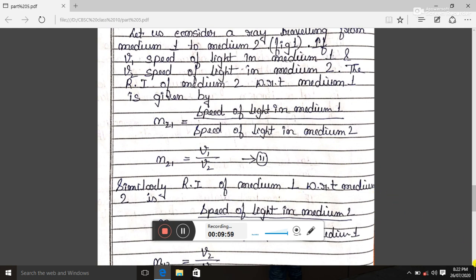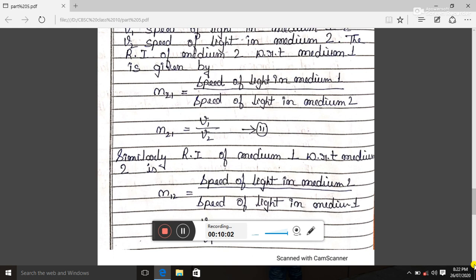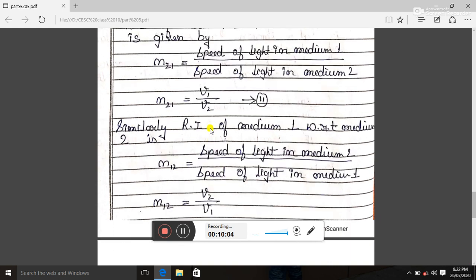Similarly, if we are studying the refractive index of medium 1 with respect to medium 2, that is, light is traveling from medium 2 to medium 1, what will we write? n12, the refractive index of medium 1 with respect to medium 2. Here the expression is the same, but it will be the opposite one: the speed of light in medium 2 divided by the speed of light in medium 1. Here the speed of light in medium 2 is denoted by v2 and the speed of light in medium 1 is denoted by v1.